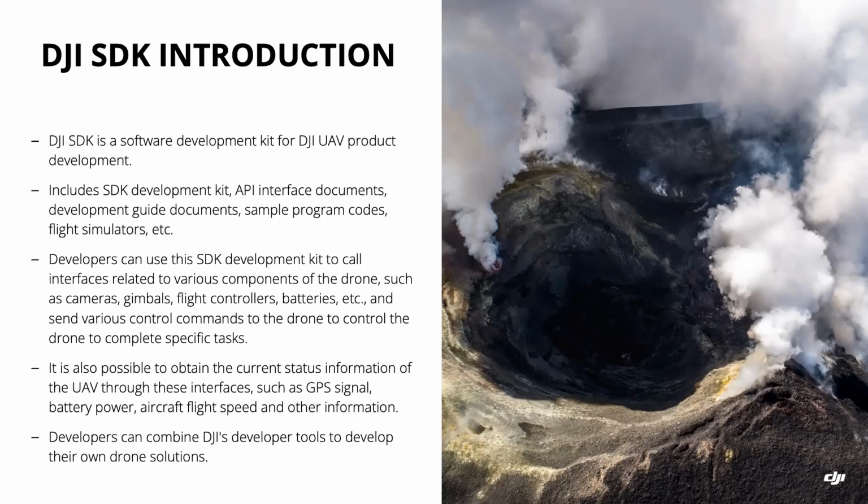It's possible to obtain current status information of the drone through these different interfaces, such as GPS, signal strength, battery power, aircraft flight speed, and other key telemetry information, along with sending various control commands as an option to the drone.